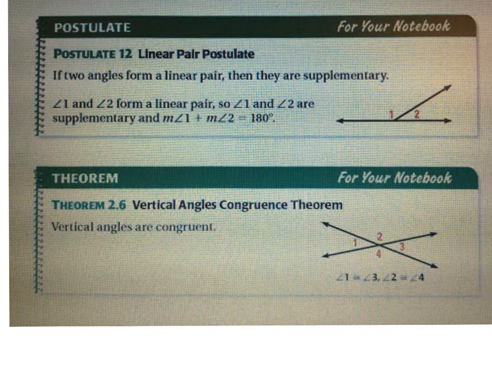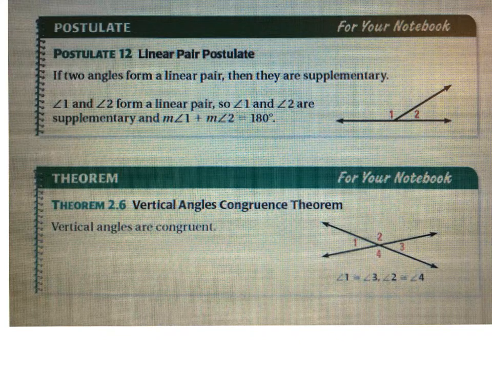Okay, so now we have a postulate for you to learn. This is the linear pair postulate. This one is pretty straightforward again. So if two angles form a linear pair, which we should know the definition of by now, then they are supplementary. And you can see in the illustration here we have angle 1 and angle 2 forming a linear pair. So we know that angles 1 and 2 are supplementary.